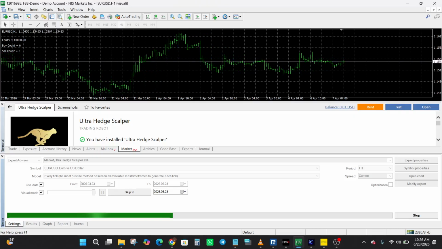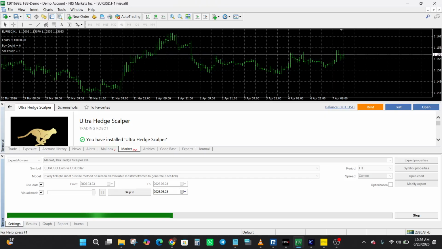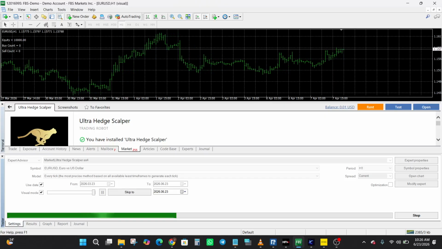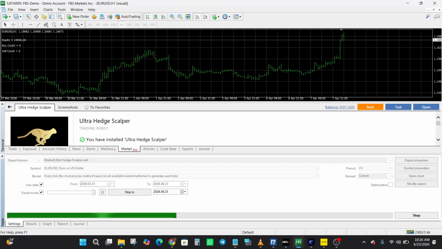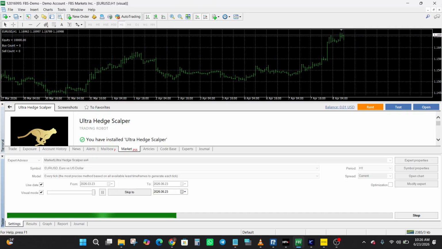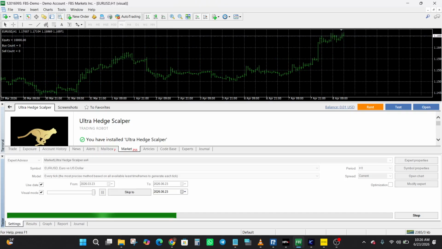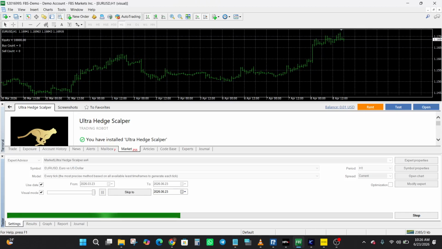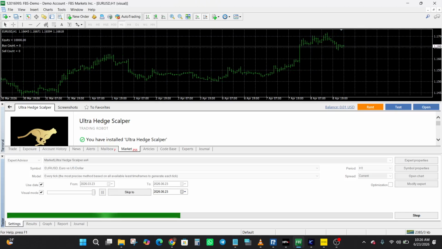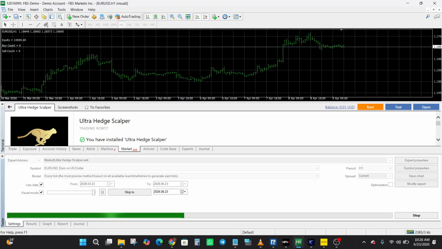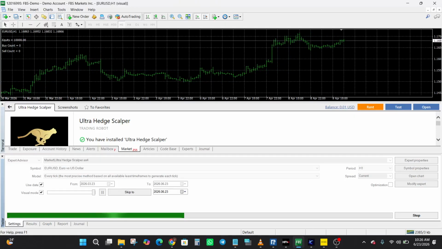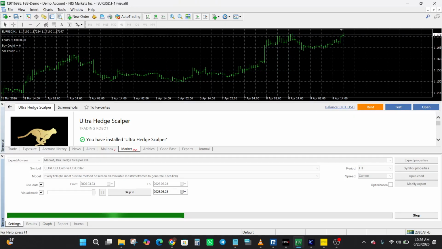Overall, the Ultra Hedge Scalper EA is presented as an automated MT4 trading system focused on breakout-based entries, active trade management, and customizable money management controls. As always, I recommend thorough backtesting and optimizing the EA under your own broker conditions before considering any live deployment.